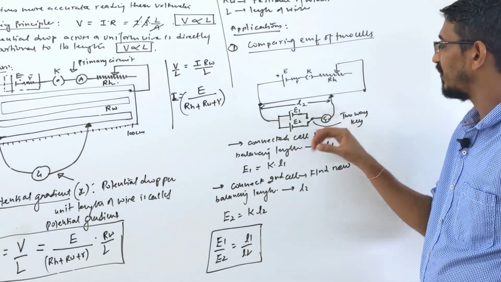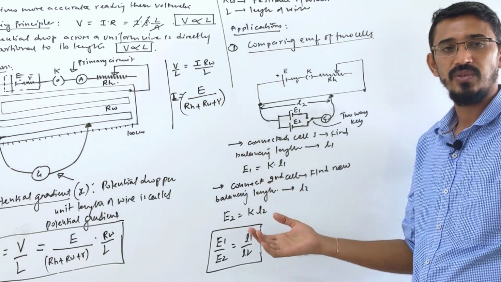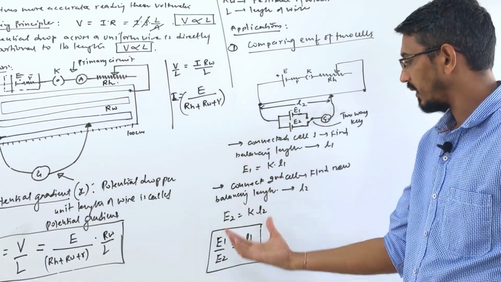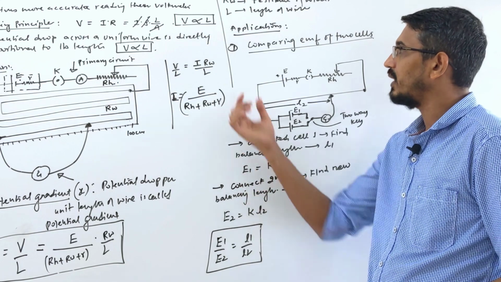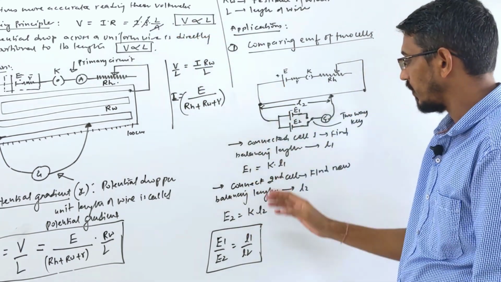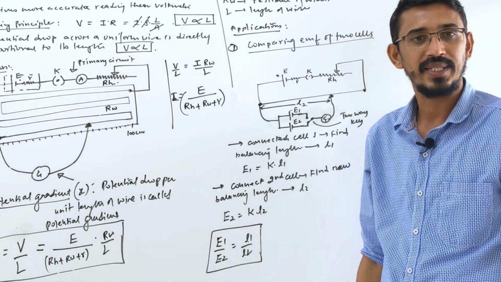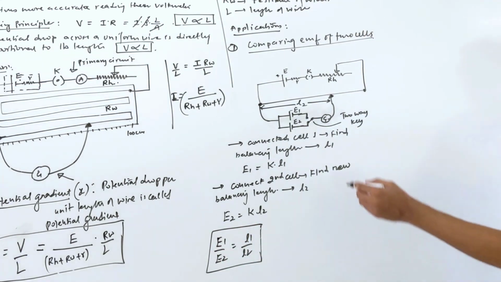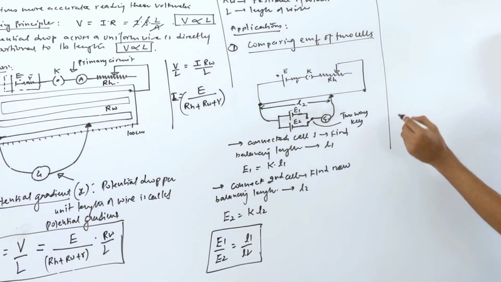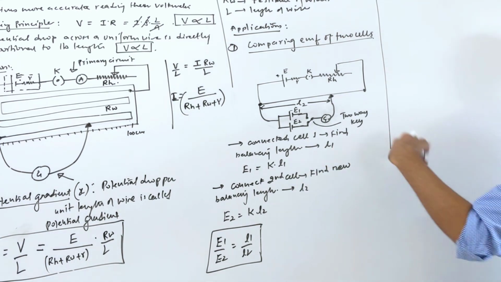So you connect the first cell E1 and find the balancing length L1, then you connect cell E2 and find the balancing length L2, and you know that EMF or voltage is proportional to length. This is the working principle of the potentiometer. So you can divide them, and the ratio of these two EMFs is simply equal to the ratio of balancing lengths. Okay, let's see the next application. I will give numerical examples on all of this. I am just teaching the theory now, all types of questions and all applications of this.